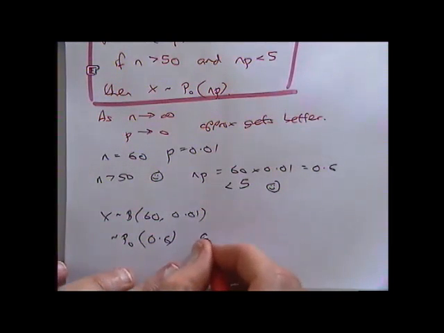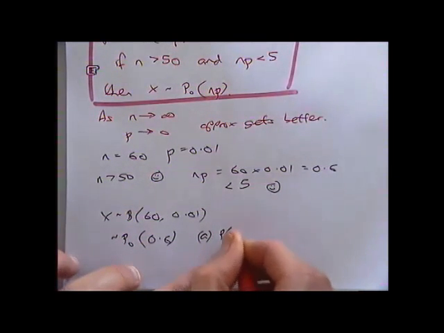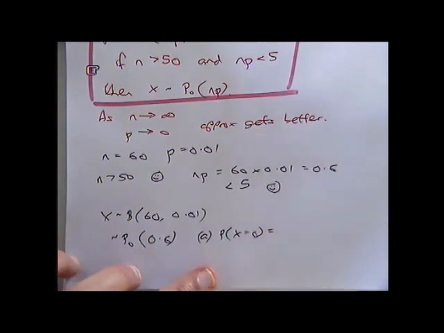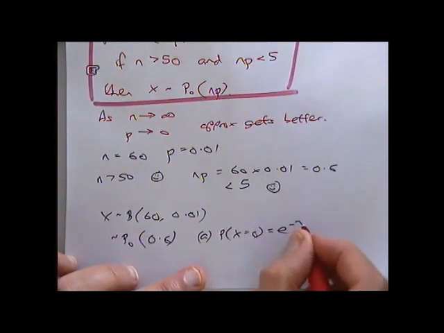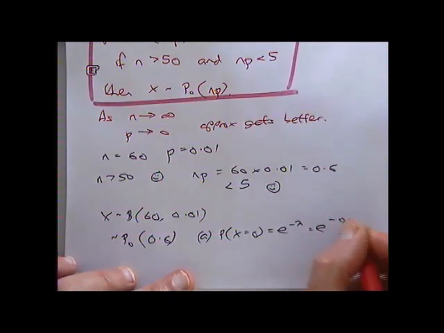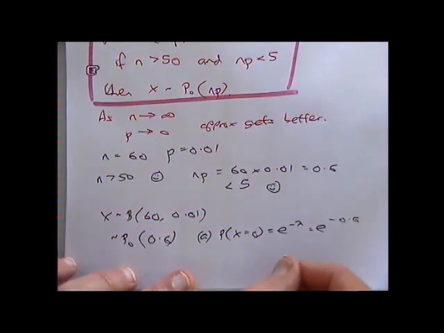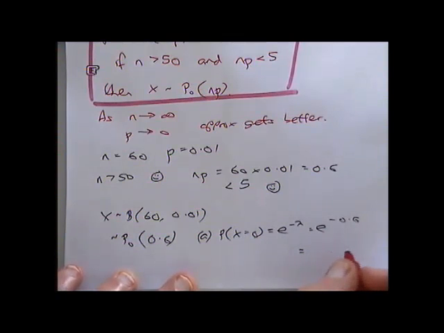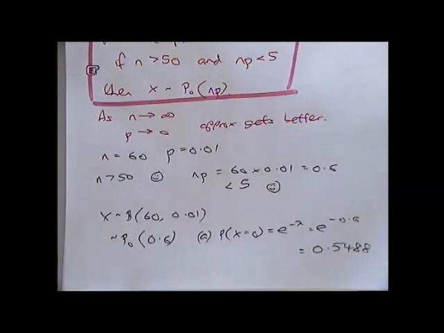So part A of the question was approximating X is 0. What's the shortcut rule for X is 0? E to the minus lambda. Lambda is 0.6. E to the minus 0.6. Tell me that as a decimal. 0.5488. Okay, that's correct.